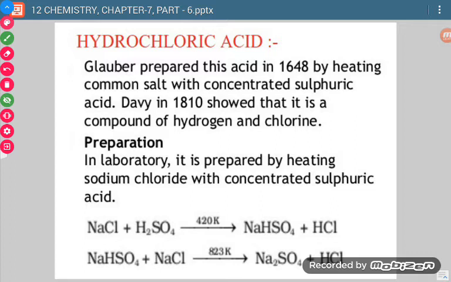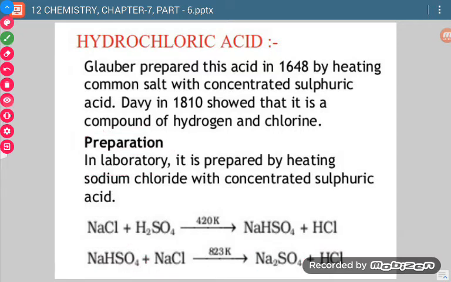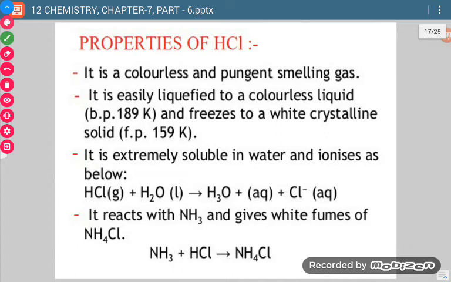So how is it prepared? In the laboratory, it is prepared by heating sodium chloride with concentrated sulfuric acid. So concentrated sulfuric acid and sodium chloride are mixed and heated. Then there is formation of HCl. Now this sodium hydrogen sulfate can again combine with sodium chloride to form sodium sulfate and HCl. So this is the simple method to prepare hydrochloric acid.